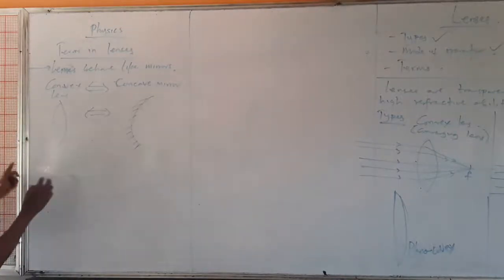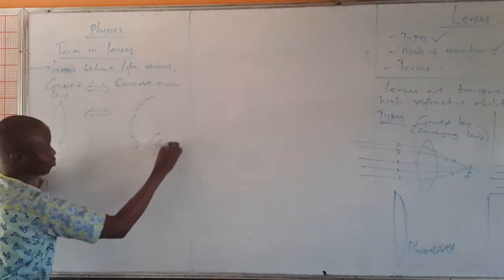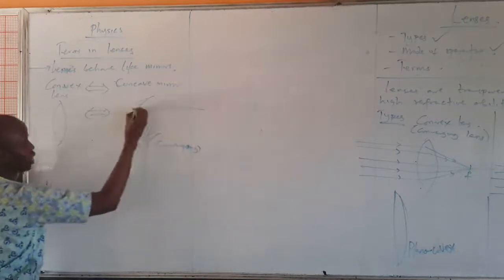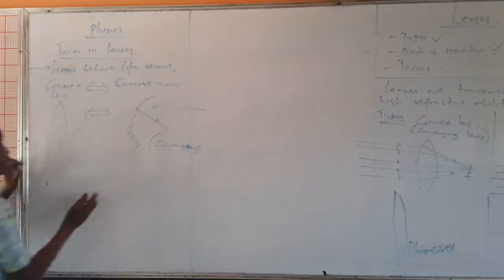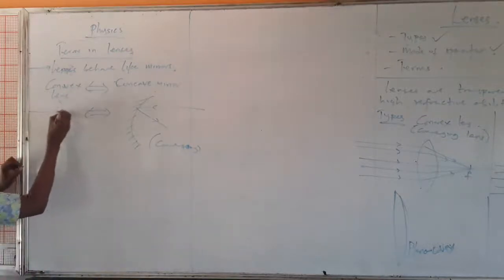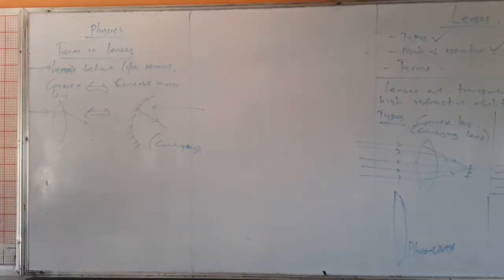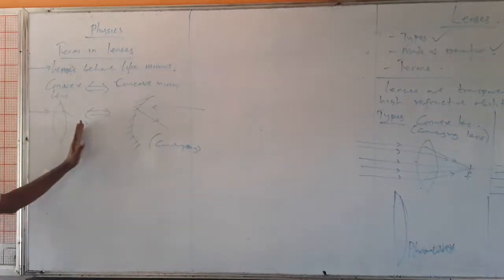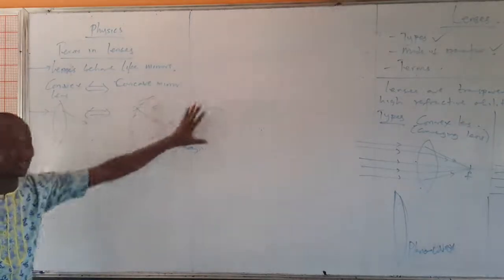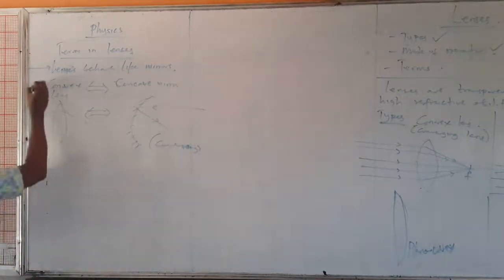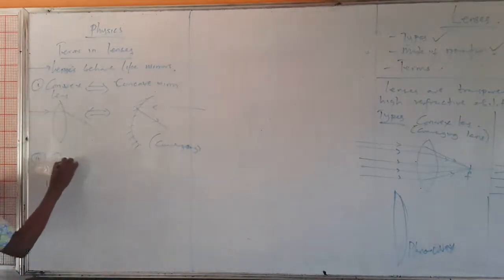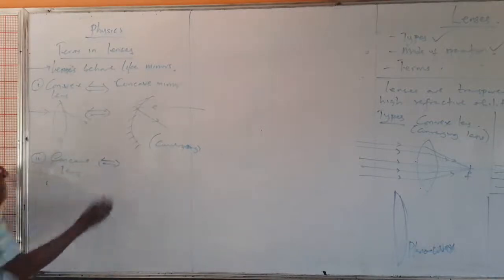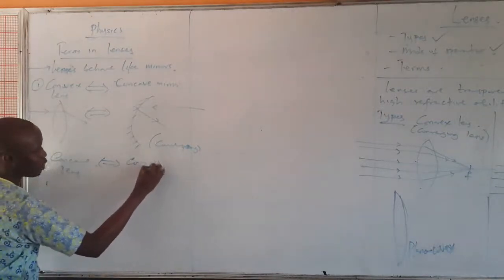That is, both of them are what? Both of them are converging. What do I mean by they are converging? Any ray of light that comes to them, what happens? It will converge. So the only difference there is that the image of a lens is formed after the lens, while the image of this mirror is formed in front of the mirror. We also have the concave lens. The concave lens behaves the same way as the convex mirror.